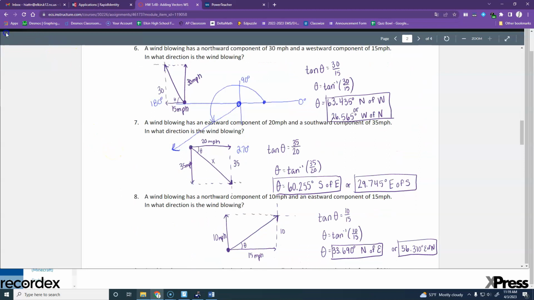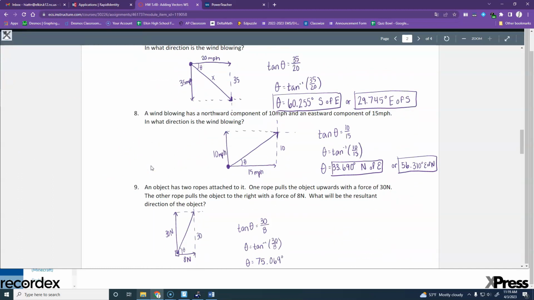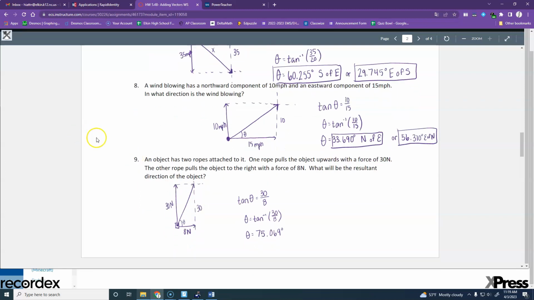For 7, you should either get 60.255 degrees south of east or 29.745 degrees east of south. 8, you should get 33.690 degrees north of east or 56.310 degrees east of north. Again, there's not really a better answer for those. It just is whichever one you happen to get.